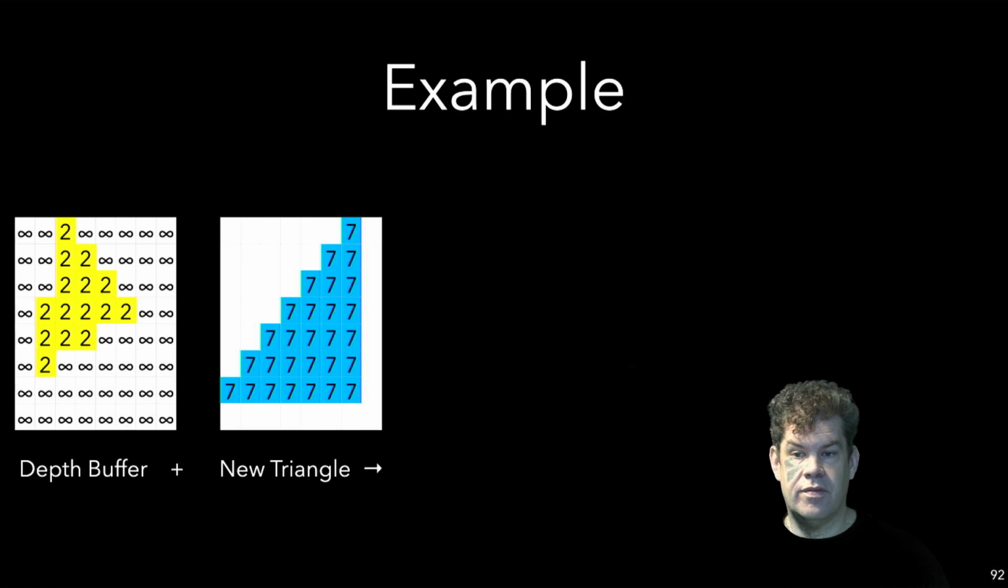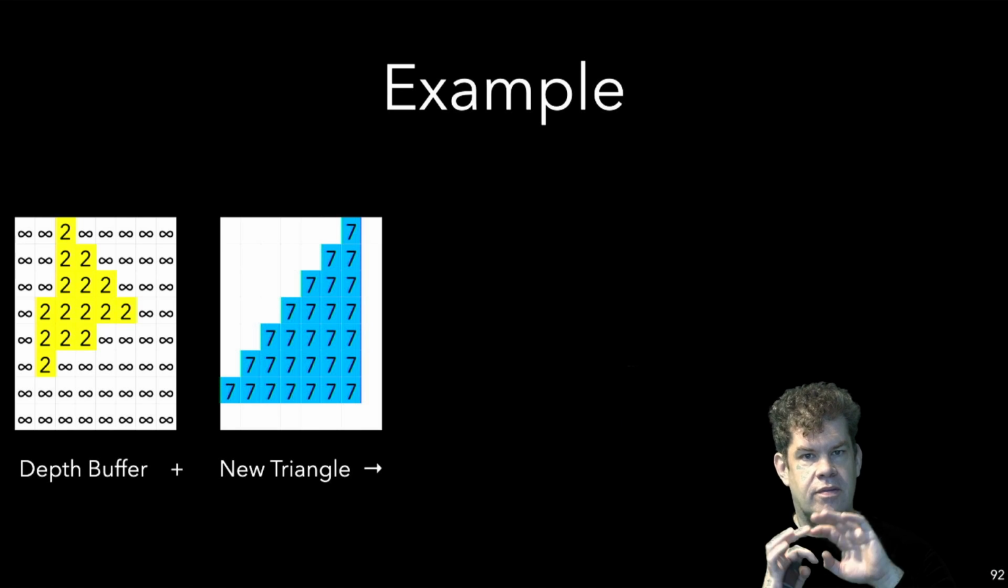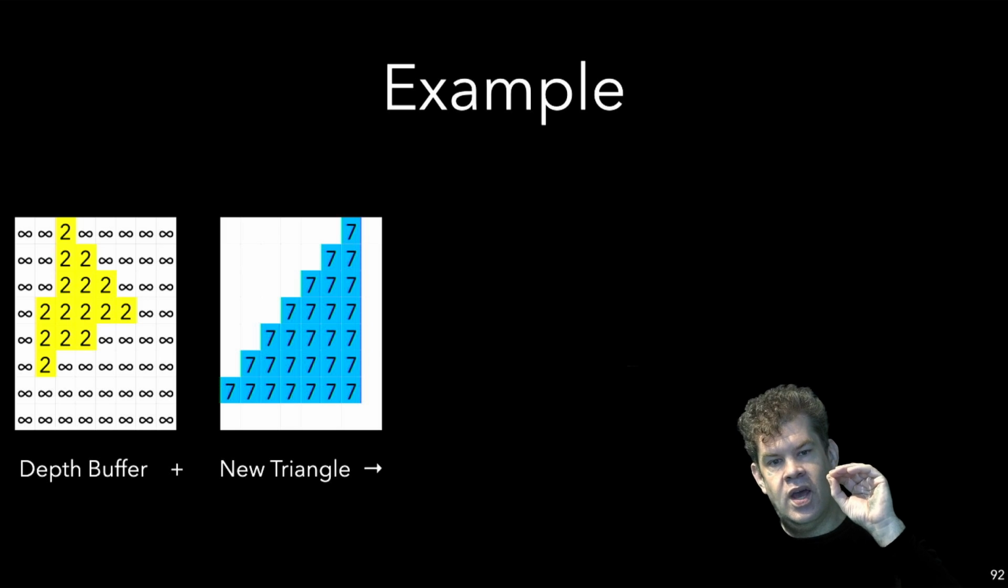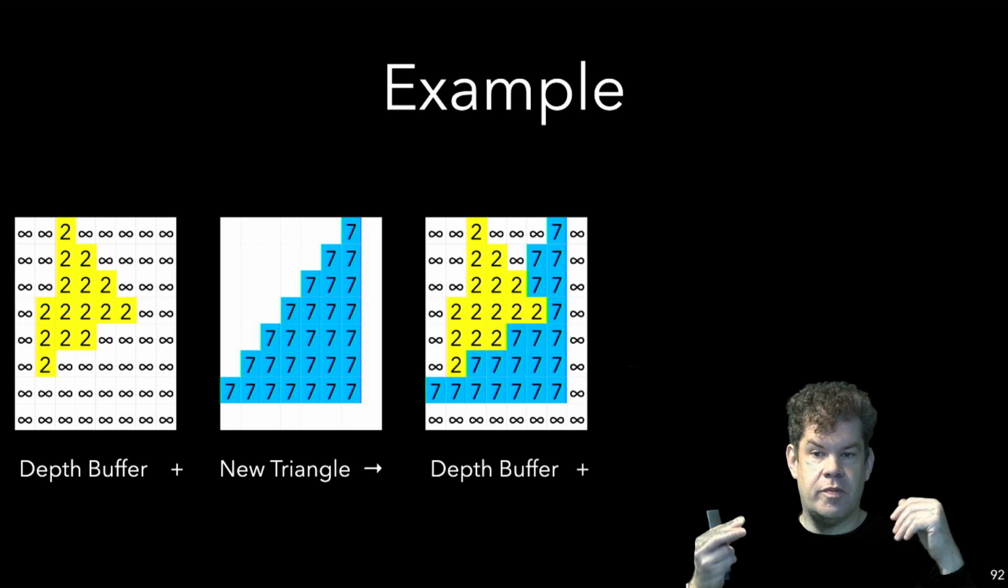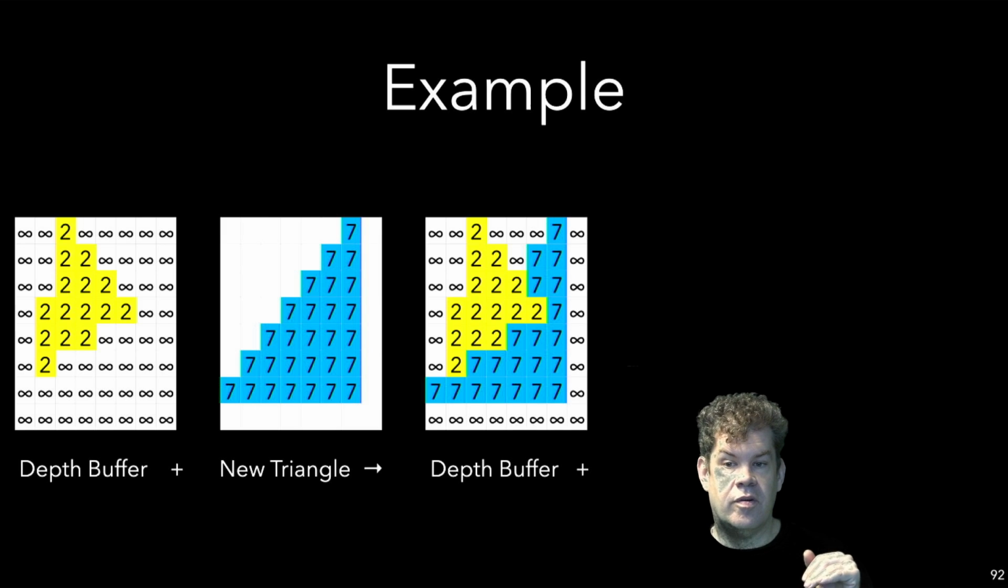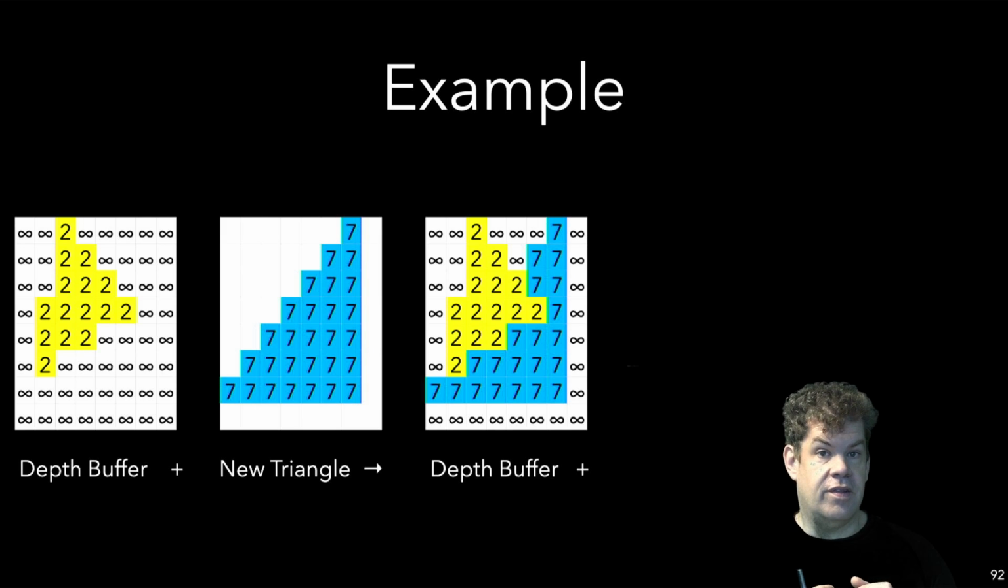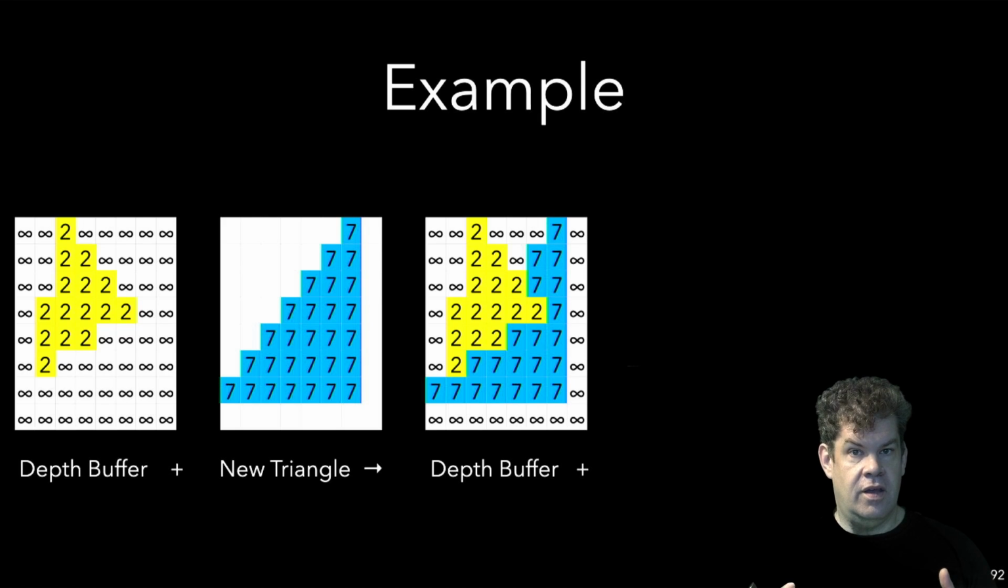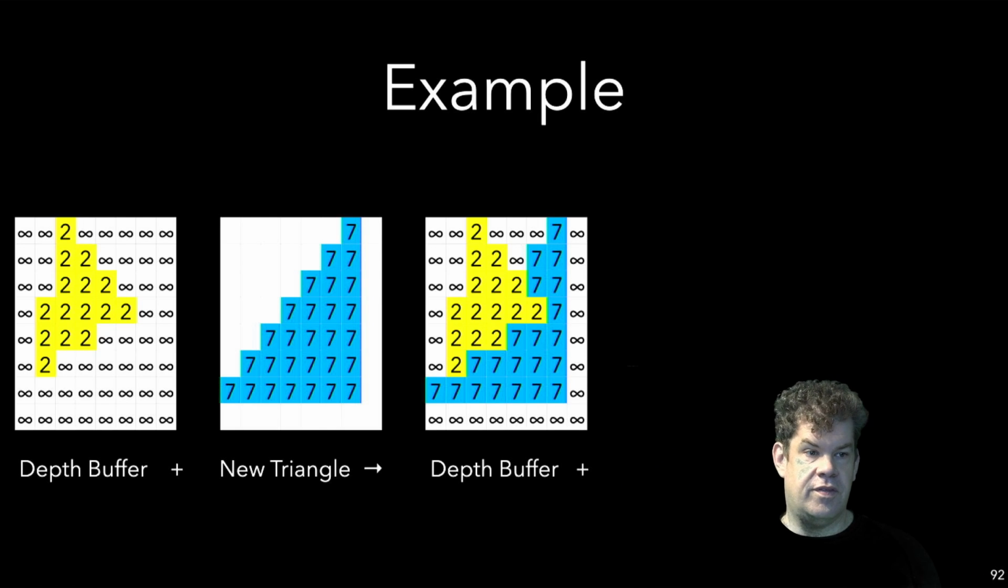For each of the 7, I compare it against the values. Some of those will get compared against infinities, and infinity is bigger than 7. So the 7 is written along with the color into the buffer. And some of those are compared against the 2s, and 2 is smaller than 7. So we would kill those fragments, and we would end up with this result.